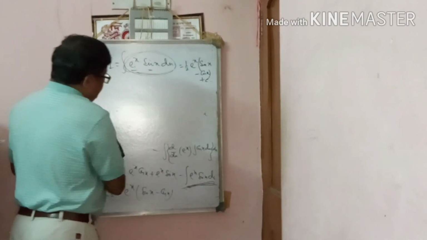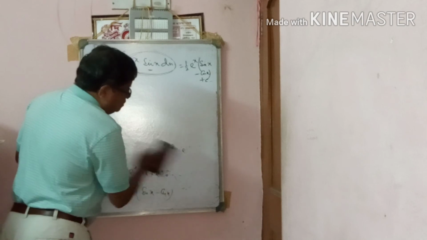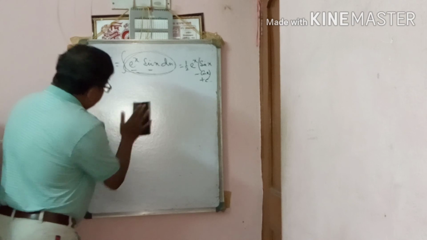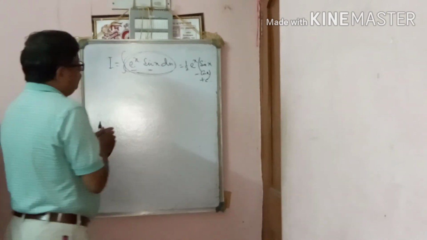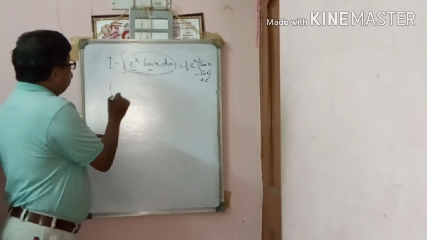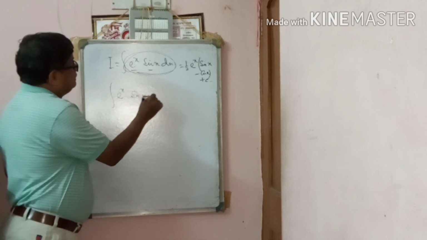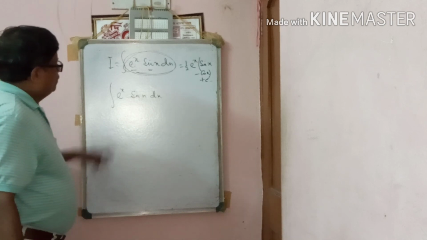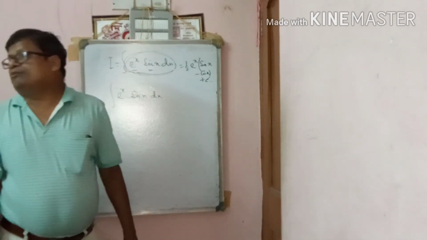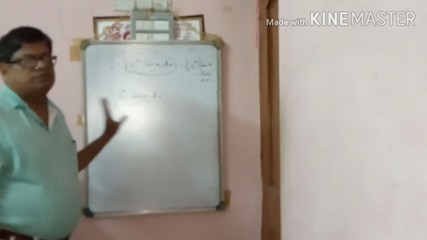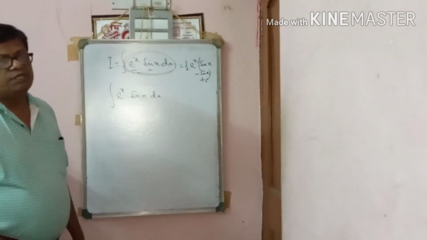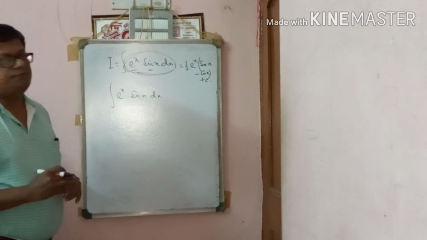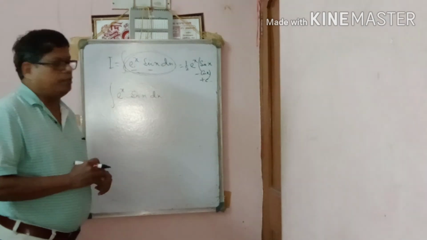See, direct answer for entrance, how to solve. Look at here. What is given? e to the power x sin x dx. Okay, so all of you remember here one thing. E to the power x sin x dx. All of you remember, I already discussed one formula yesterday. So all of you remember this formula.